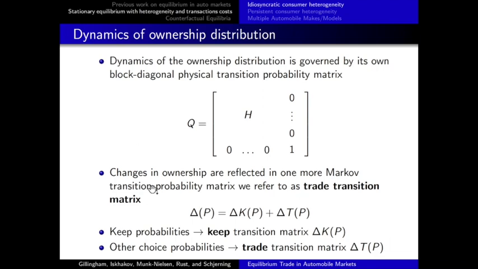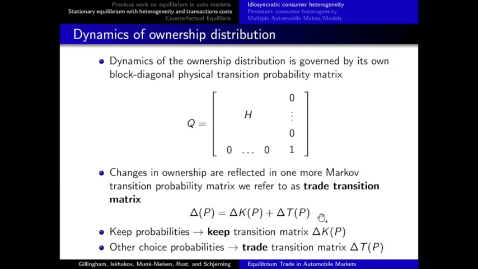But in order to learn about trade and keeping behavior, we define this transition matrix, or demand transition matrix, for the car market. The trade that will happen from one period to the next is captured by this matrix, which is composed of a matrix of keep probabilities, a keep transition matrix delta K, which is a function of the price vector. I'm going to show you exactly how that looks in a second. And then the trade transition matrix delta T. Okay, so this is like a transition matrix. They have the same size, add them together. Either people keep or they trade.